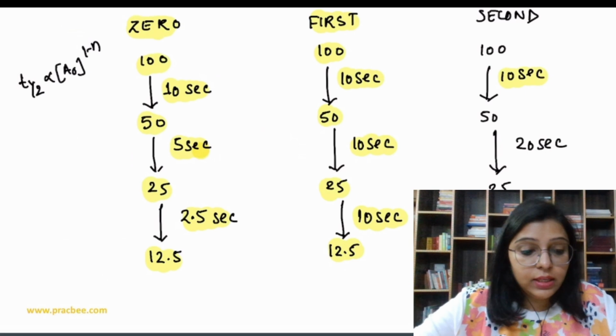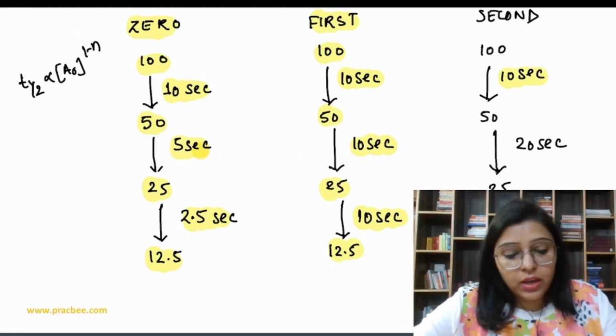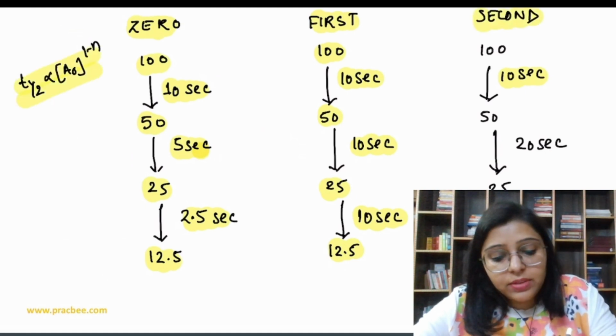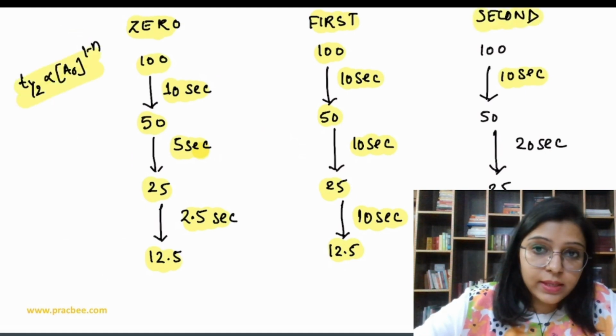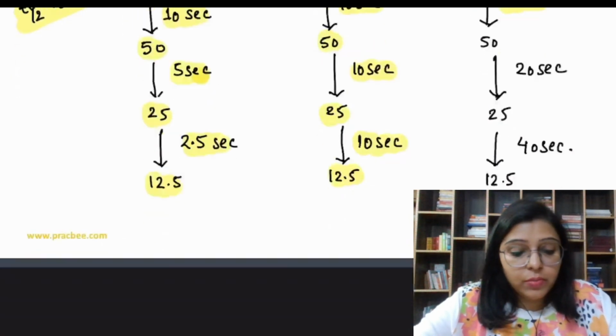So that's how we can relate T half with the order of the reaction. And for that, we have the formula: T half is directly proportional to A naught to the power 1 minus n. So now let's discuss question number 1.